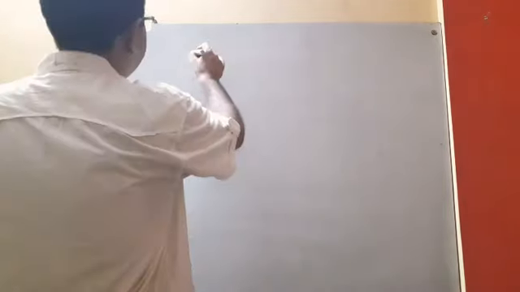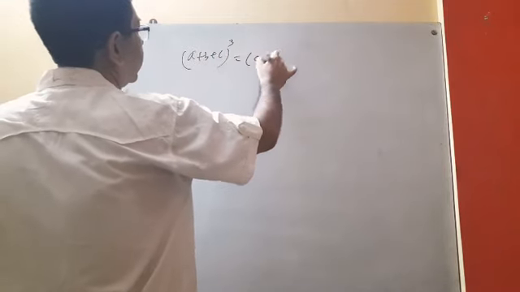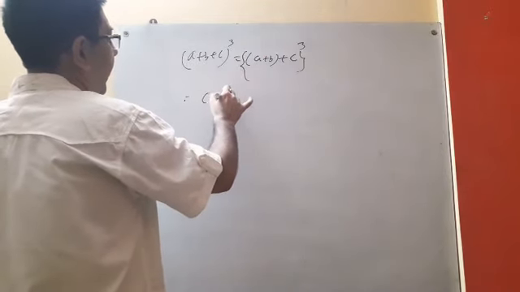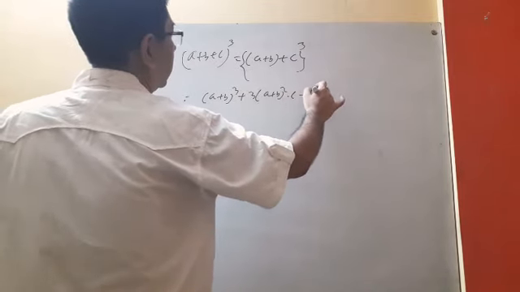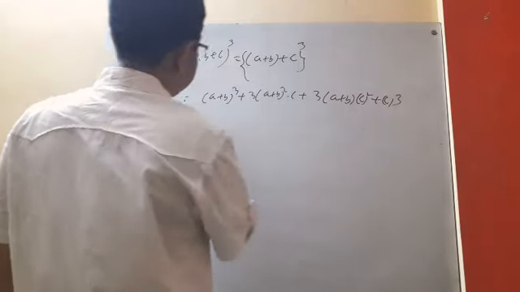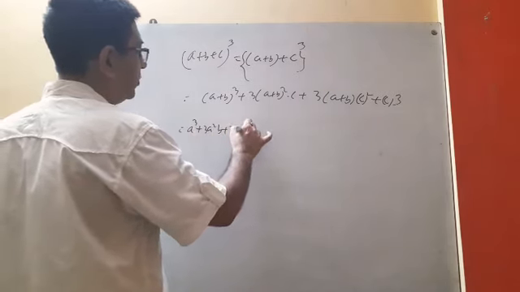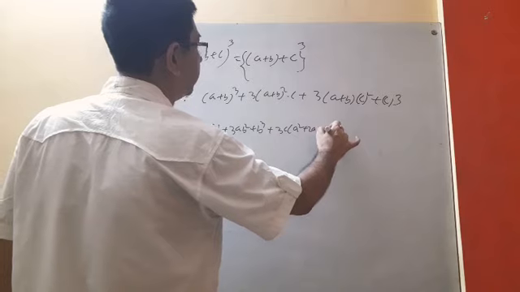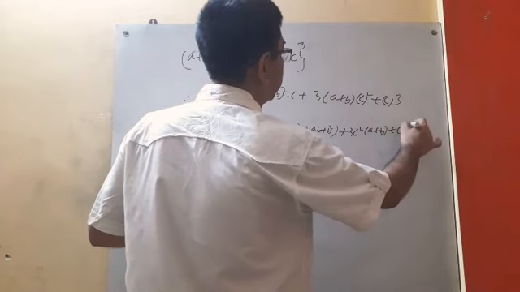In case of a plus b plus c whole cube, you can also use that formula. So a plus b, this is the first one, this is the second one, right? So this is a cube plus 3a square b plus 3ab square plus b cube. Now you go for this one, a plus b whole cube formula, a cube plus 3a square b plus 3ab square plus b cube. This is 3c into a square plus 2ab plus b square. This is 3c square into a plus b plus c cube.